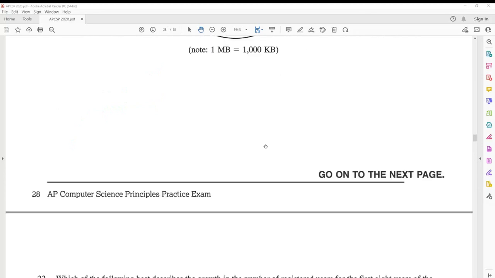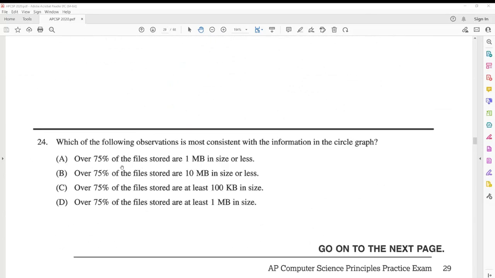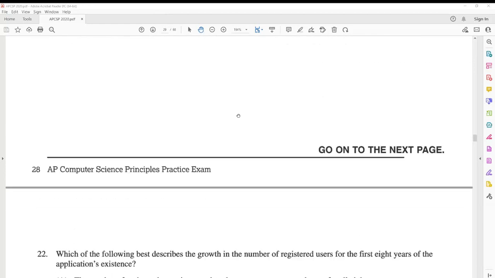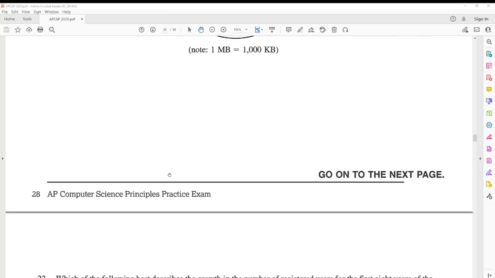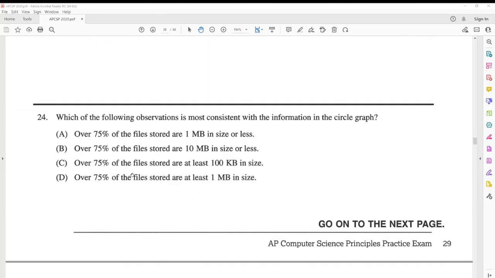Okay, let's go back to look at the pie chart. Over 75% of power is stored 1 megabit or less. So over 75% for 1 mega or less is actually up to here. No, it's wrong. So basically B is correct. B says that 10 megabit or more is 24%. So B is correct.